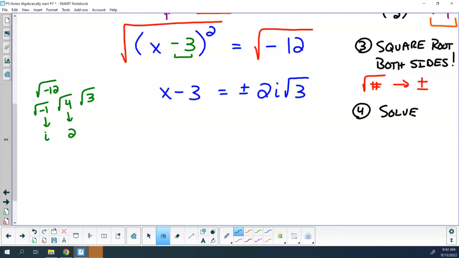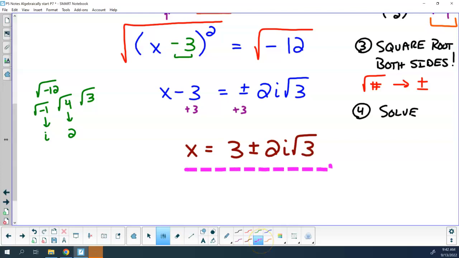And then last but not least, we just need to solve that equation simply by adding 3 to both sides. And so we get x is equal to 3 plus or minus 2i times the square root of 3. And that gets me my two roots. The first root is 3 plus 2i square root of 3. The second one is 3 minus 2i square root of 3. But you can write it just like that. Questions, comments, concerns, clarifications?